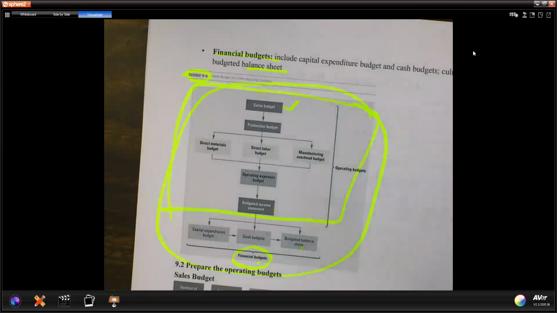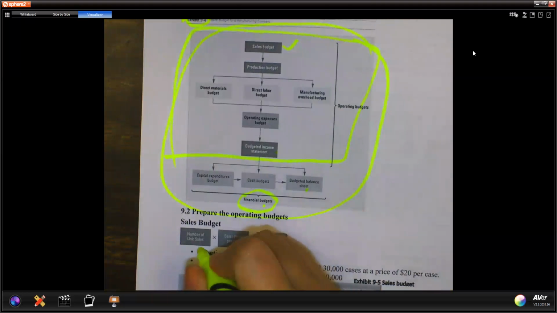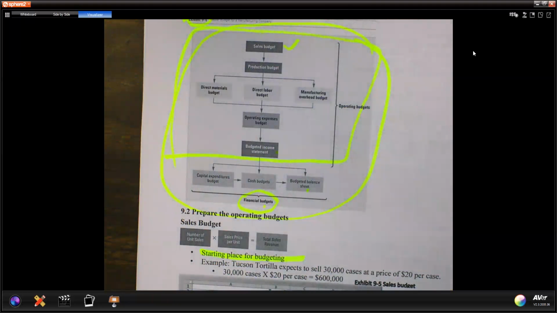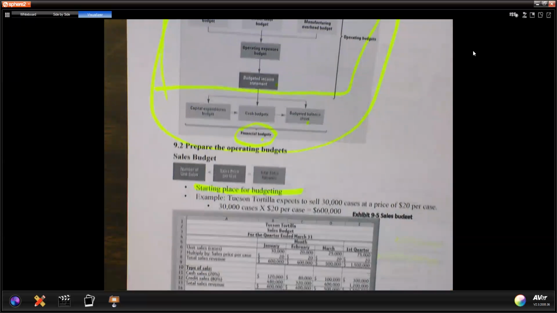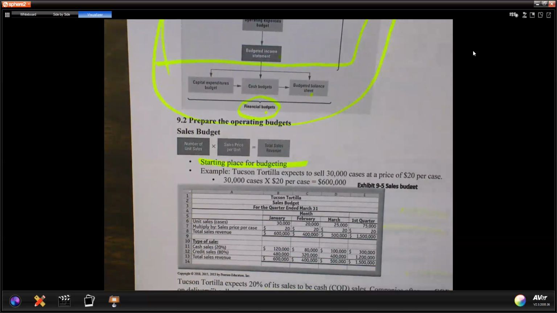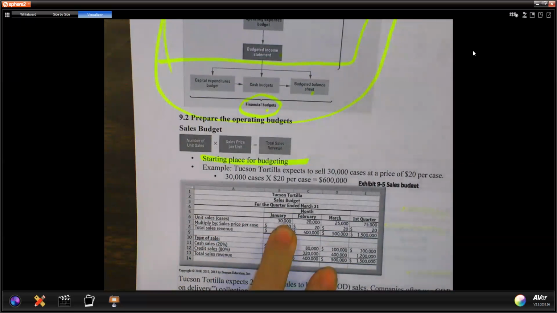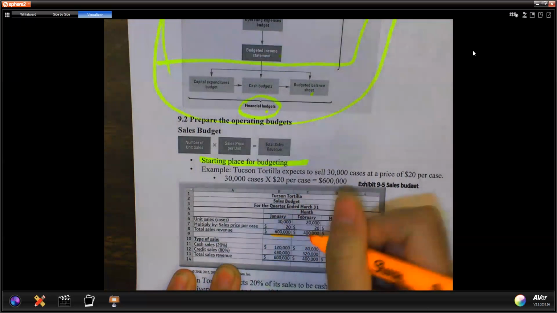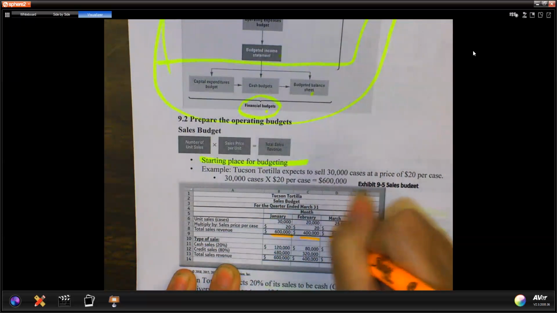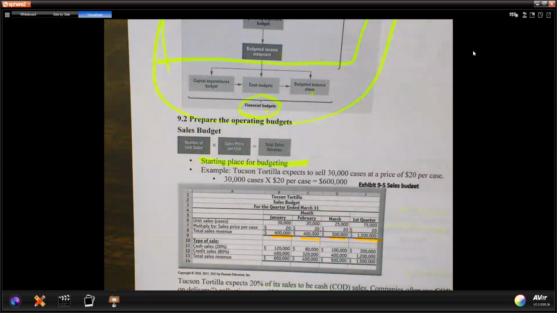The sales budget is the start point, the starting place for the budgeting. So we always have to start from our sales budget, which tells us our revenue dollar amount. We budgeted we will sell 30,000 units. Each one is $20. So that's 1.5 million for the first quarter dollar amount.